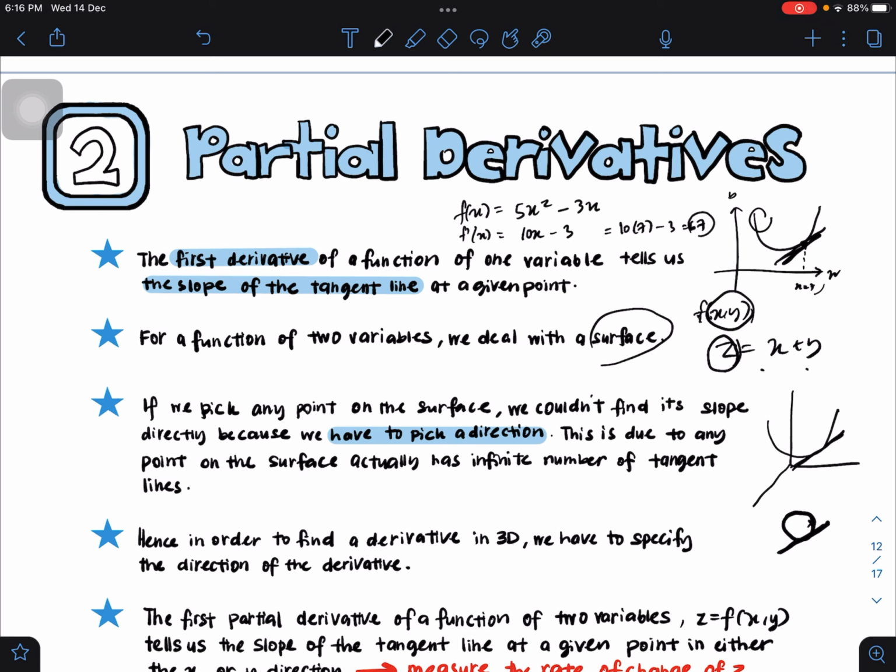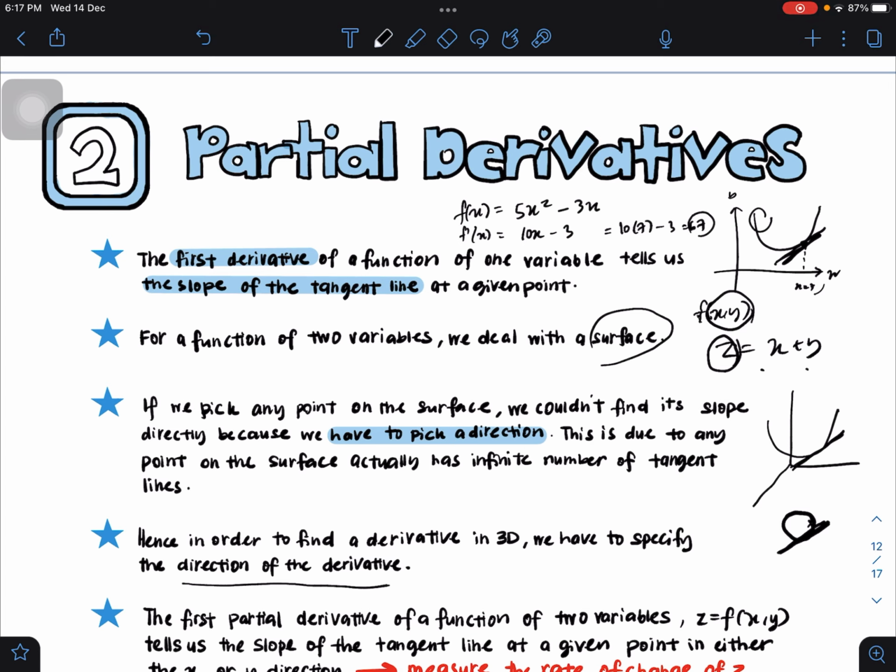If you rotate the direction, the gradient will change. Therefore, we cannot know the gradient of the tangent line until we determine the direction of this tangent line. This is because any point on the surface actually has an infinite number of tangent lines, since you have a surface. Every point on the surface has many tangent lines because it can be rotated. So in order to find a derivative in 3 dimensions, we have to specify the direction of the derivative.